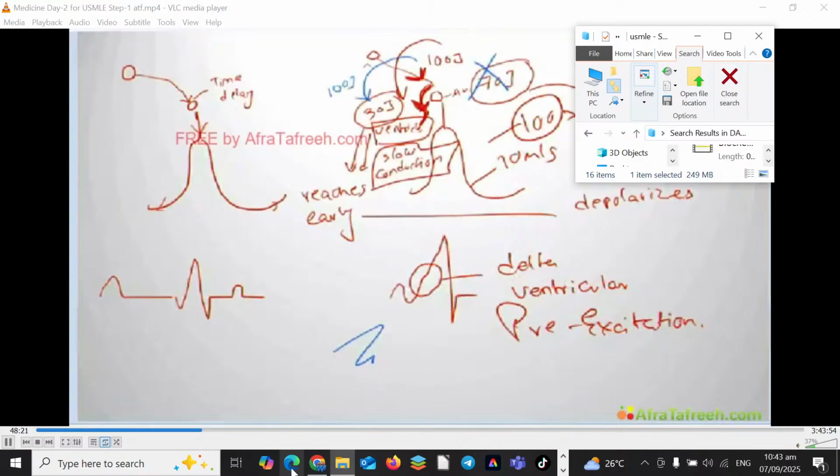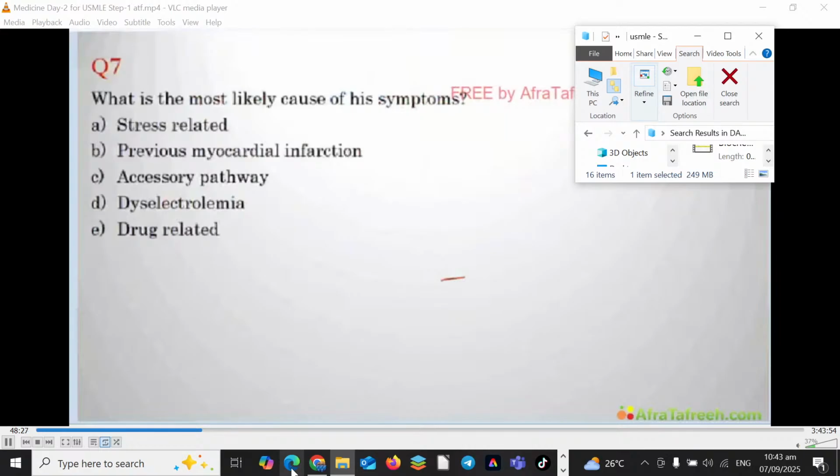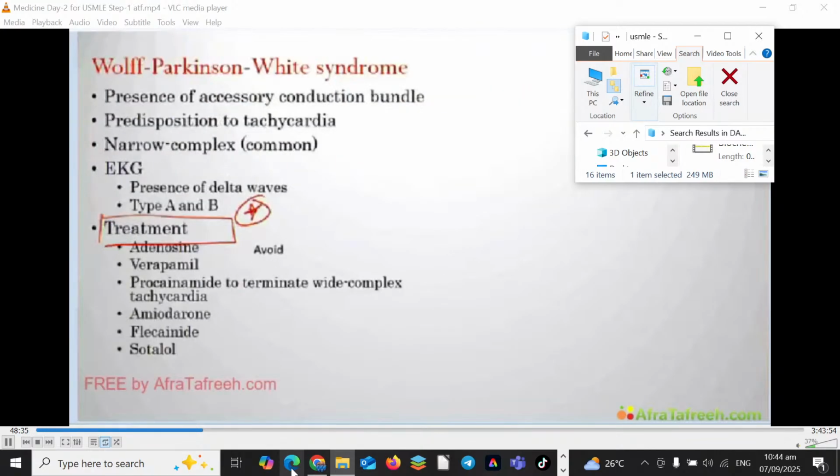So never give AV nodal blocking agents to these patients. You do not want every current to go through the accessory bundle. Procainamide, amiodarone, flecainide and sotalol are the more commonly used drugs of choice. Are you clear with this much?